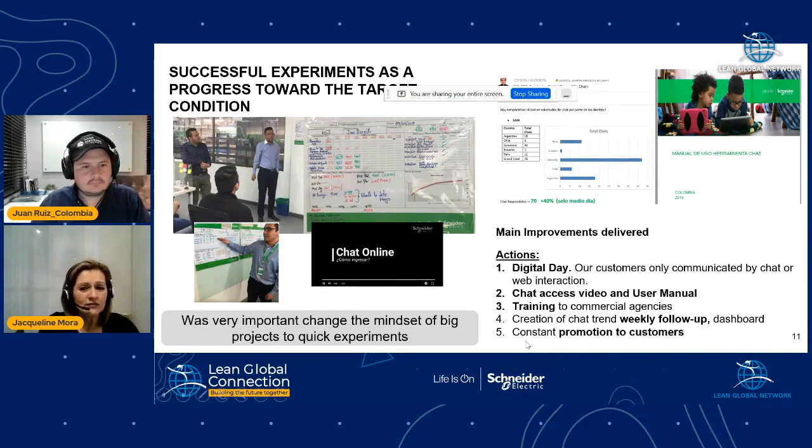And at the end, we launch the last experiment related to promotion to customer. So this is a great practice for us, because, for instance, when I visited customers from Chile, Argentina, Peru, or Colombia, I test the chat tool in order to get the real sensation or feeling of our customer.